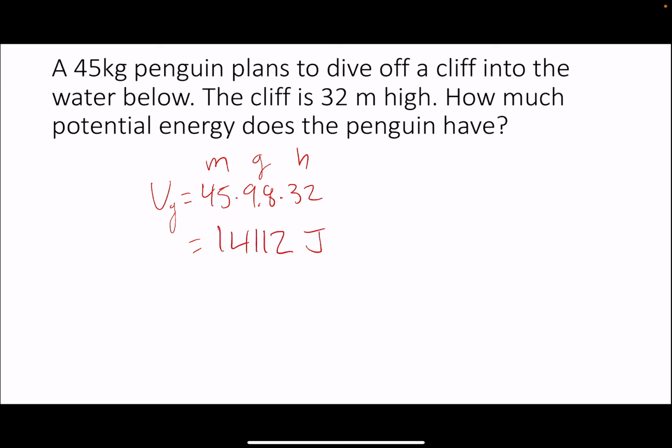And then we have this much potential energy, which means this much energy is stored in the penguin and has the potential to become some sort of other energy, depending on what happens.